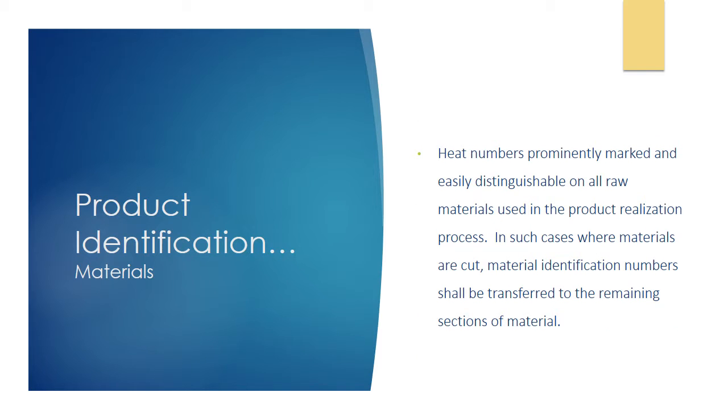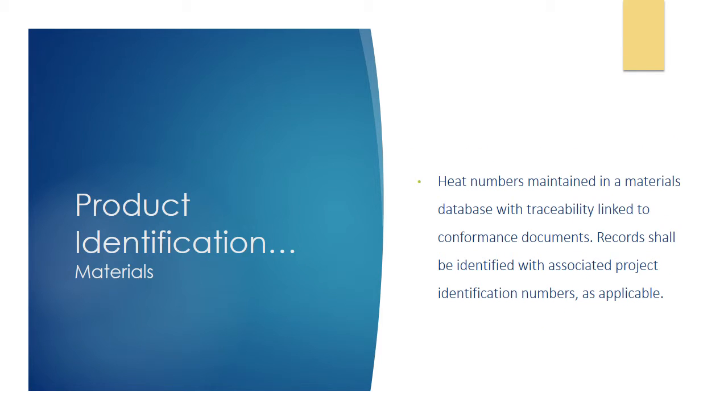Heat numbers prominently marked and easily distinguishable on all raw materials used in the product realization process. In such cases where materials are cut, material identification numbers, or markings, shall be transferred to the remaining sections of material. Heat numbers maintained in a materials database with traceability linked to conformance documents such as MTRs. Records shall be identified with associated project identification numbers as applicable.